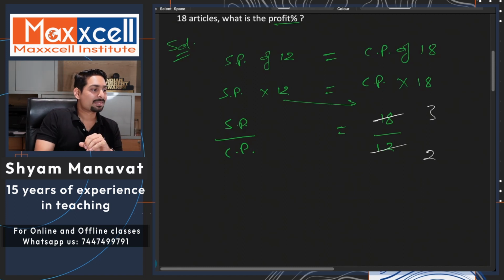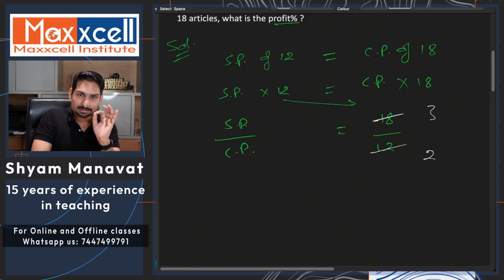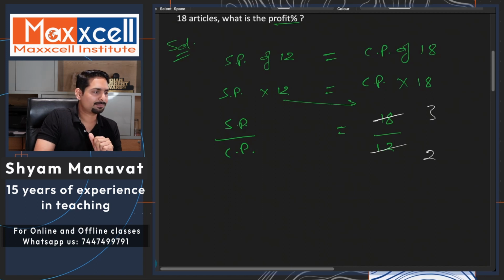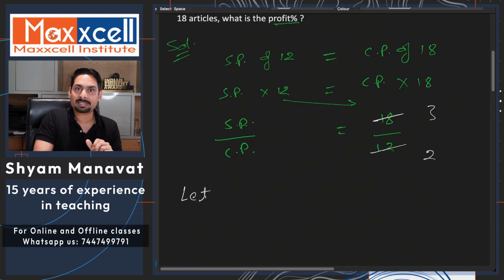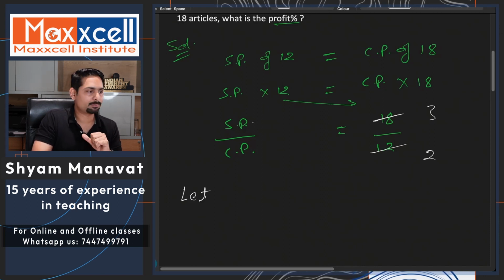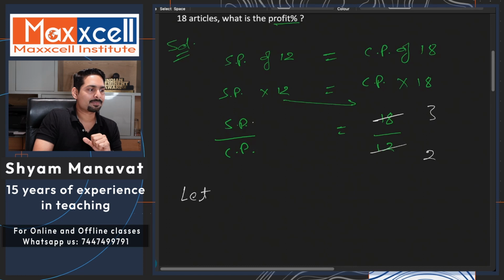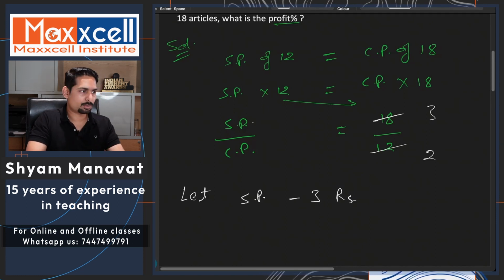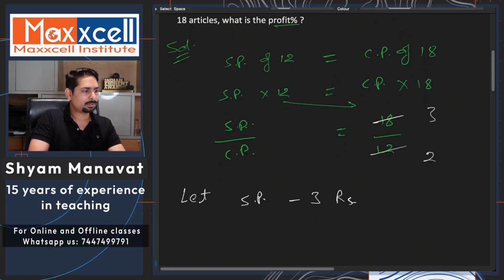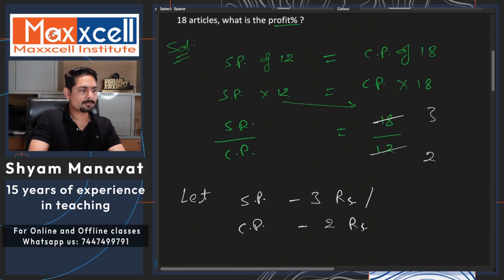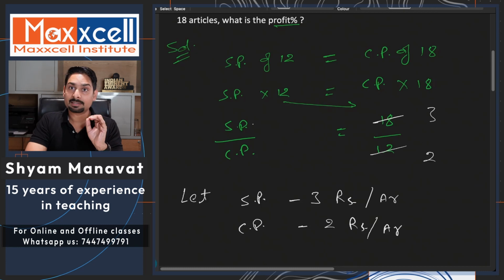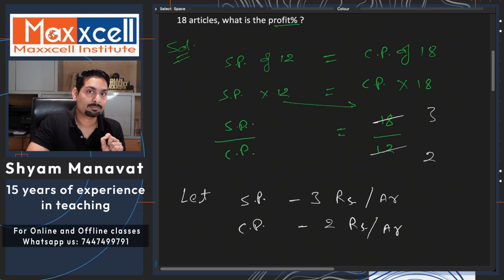We'll keep it simple. Here in this case, just for the sake of a shortcut, I can assume that numerator equals numerator, denominator equals denominator, as in I can assume that the selling price is 3 rupees per article or whatever the question says, and cost price is nothing but 2 rupees per article. Okay, fine. We can assume this just for the sake of a shortcut.